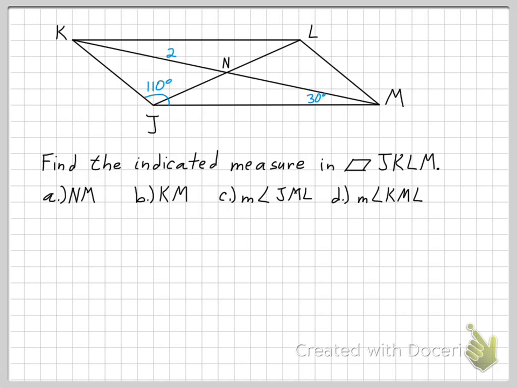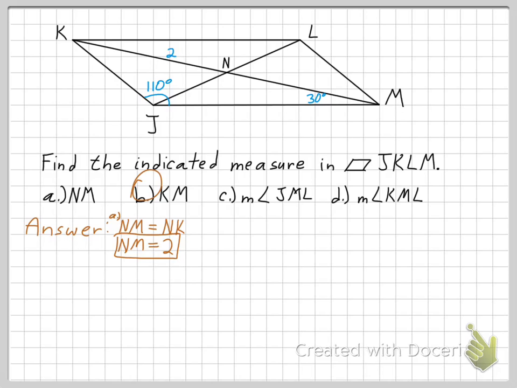So let's start off with letter A, the measure of NM. Okay, so we have that the measure of NM is equal to the measure of NK, right? Because the theorem that we had states that if a quadrilateral is a parallelogram, then its diagonals bisect each other. So KM is a diagonal, and therefore NM is equal to NK. Okay? And then, by substitution, we know that NK is 2 units long, so NM equals 2. Okay, we can move right along now.